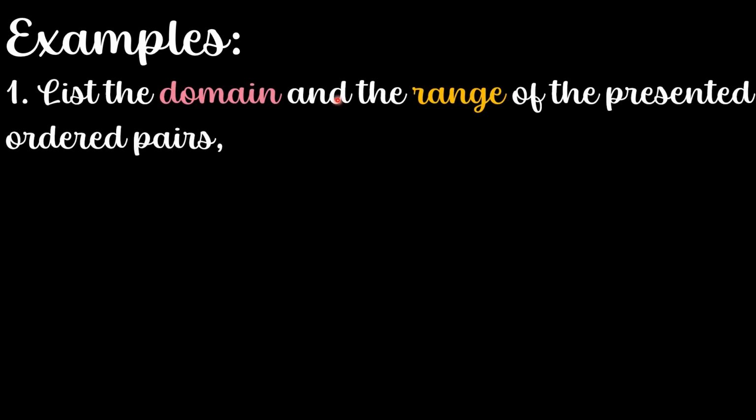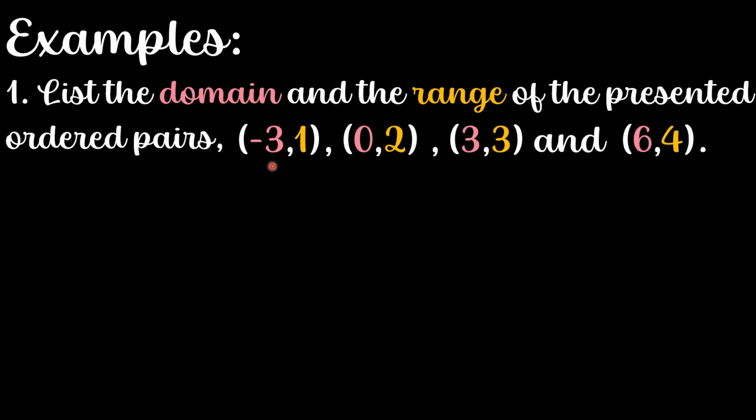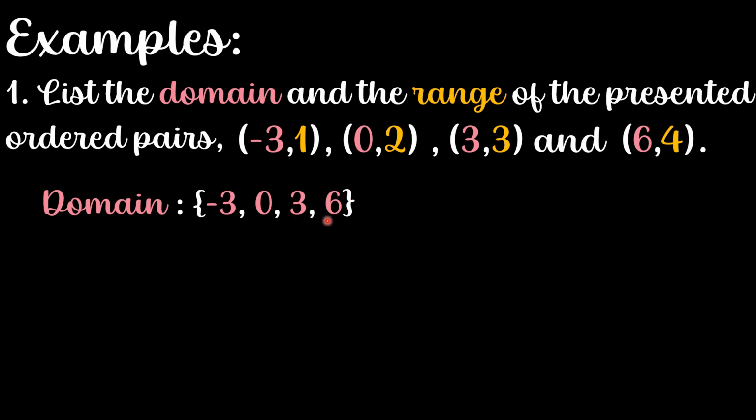So let's have some examples. List the domain and the range of the presented ordered pairs. These are the ordered pairs. We have -3 and 1, 0 and 2, 3 and 3, and +6 and 4. So the domain here are the x values, or the ones in pink. So we have -3, 0, 3, and 6. And our range here are the ones in yellow. So our range are 1, 2, 3, and 4.